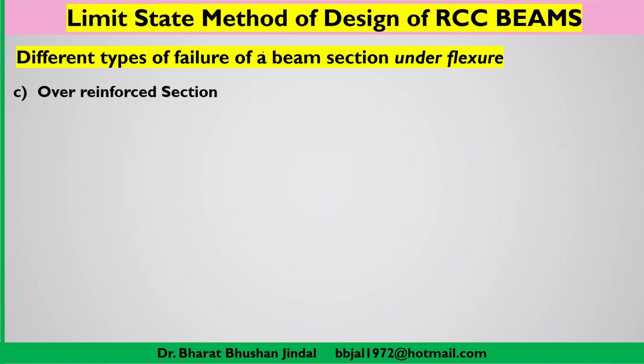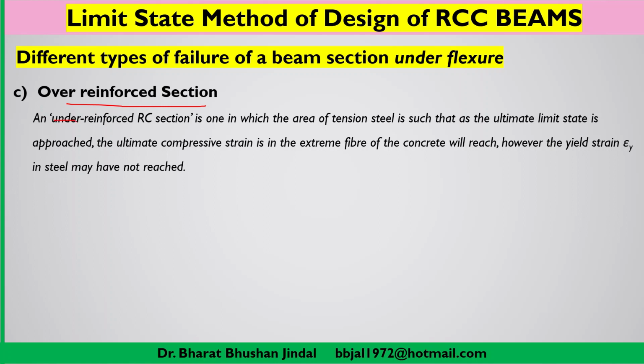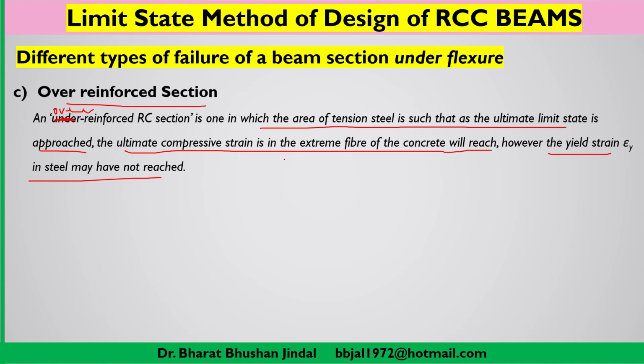Now, the third type of section which is considered is the over reinforced type of section. Sorry, here we have to write it as over reinforced section, so you can make that correction. An over reinforced section is one in which the area of tension steel is such that at the ultimate stage, the ultimate compressive strain in the extreme fiber of concrete will be reached prior to the yield strain in steel. So that means concrete will fail before the failure of steel, which is very dangerous, because if concrete fails, then the whole beam or concrete section will collapse, and you will not get any signs of failure.